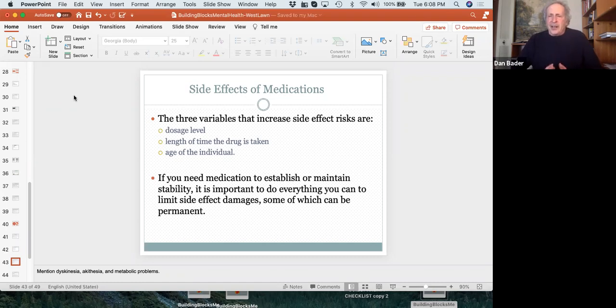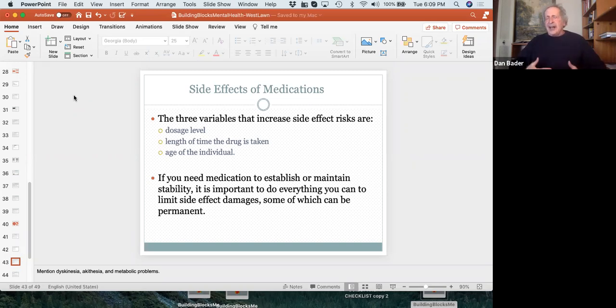Now, side effects of medications. There are 3 variables that increase side effects, which are unpleasant things that happen to a person. That's the dosage level. How much? What's the quantity? Just like a person consuming alcohol, the dosage level is going to have an effect on the behaviors. How much are you drinking? Are you having a couple of beers, a couple of glasses of wine, or are you drinking a fifth?